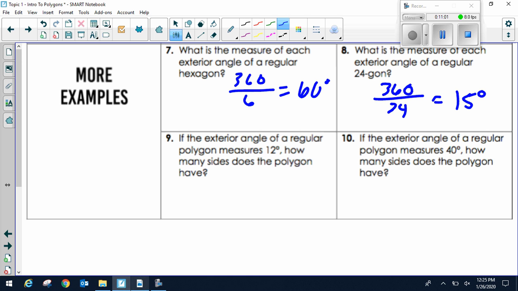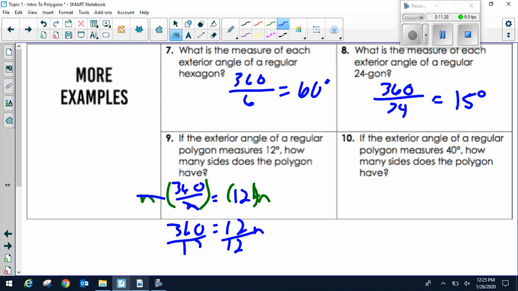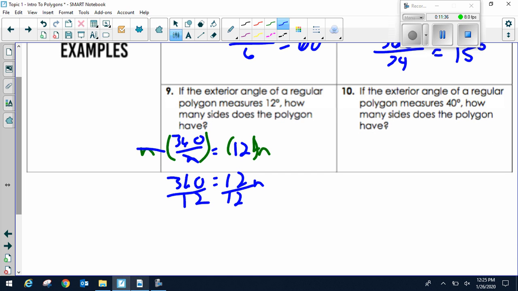It says if the exterior angle of a regular polygon measures 12 degrees, how many sides does the polygon have? So what we know here, we know that 360 divided by the number of sides gives us that 12 degrees, right? Well, then that means we're going to have to multiply by n on both sides. So you get 360 equals 12n. And then we're going to divide by 12. And we get n to be 30. So that means there are 30 sides in that figure.